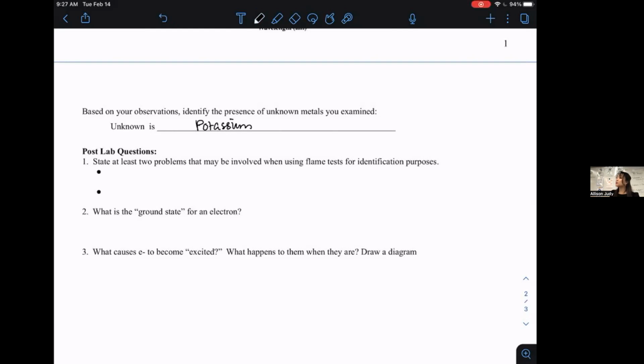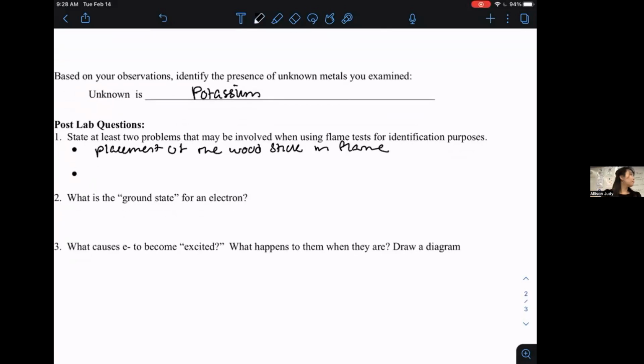So notice, handy dandy, one of the first questions I ask you is state possible sources of error, right? So what were some sources of error for you guys, whether you got potassium or not? What were some issues that you probably saw in terms of accuracy and precision in the lab? Yeah, the placement of the wood stick in the flame. Okay, that's definitely a big one.